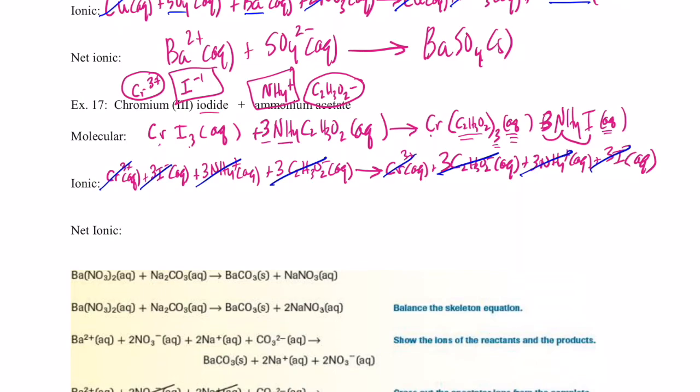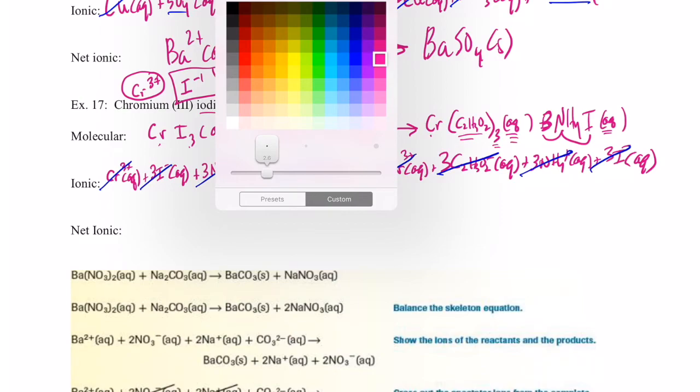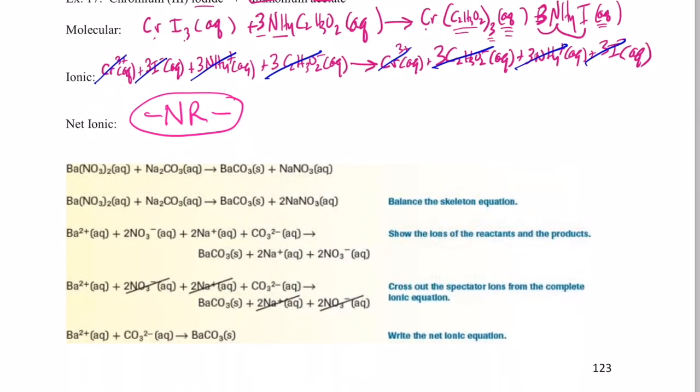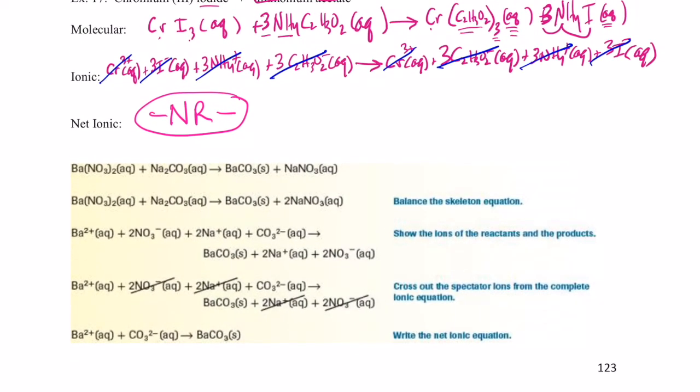Everything is gone. So when everything cancels, we end up with no reaction taking place. So what we write here would be the letters NR for no reaction. Nothing will happen there. We'll mix those two solutions together and we'll end up with a solution. None of the ions will combine with each other. So every once in a while you'll have a no reaction on your example problems. Okay?